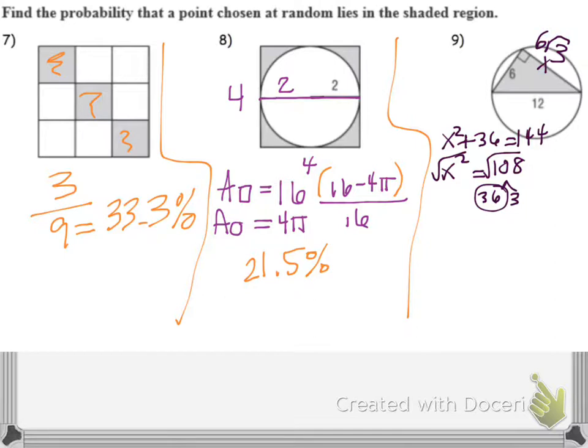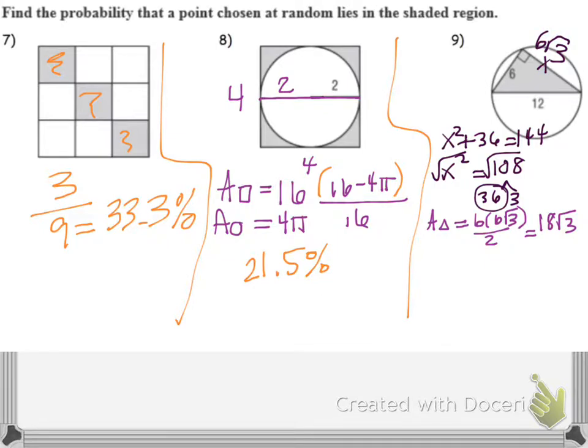Okay, so now what we can do is we can get the area of the triangle. So it's going to be base times height. So it'll be 6 times 6 root 3 over 2. So the area of the triangle, that'll be 6 times 6 is 36 divided by 2 is 18 root 3. So that's the part that we want.